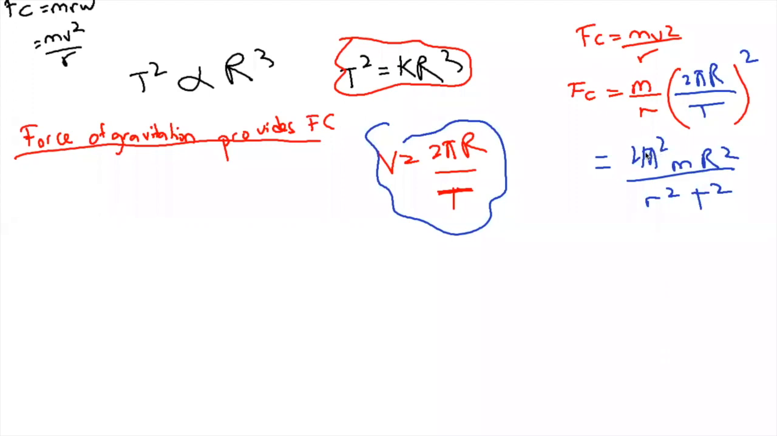Yeah, this is 4 pi squared. Well, what do you mean? Yeah, r squared. 4 pi squared m r squared. Oh, thanks. I get it now. This is not squared. Thanks.